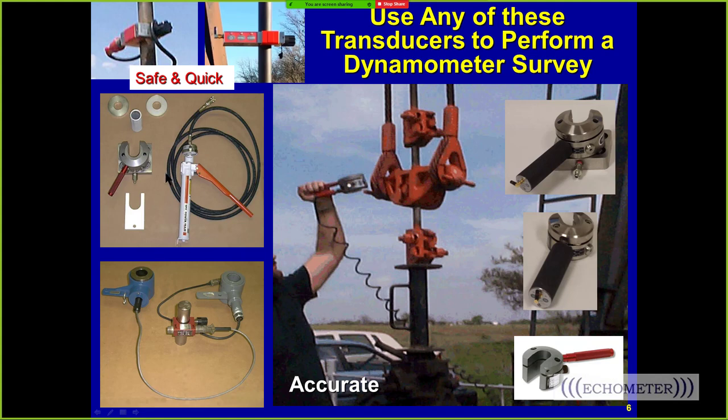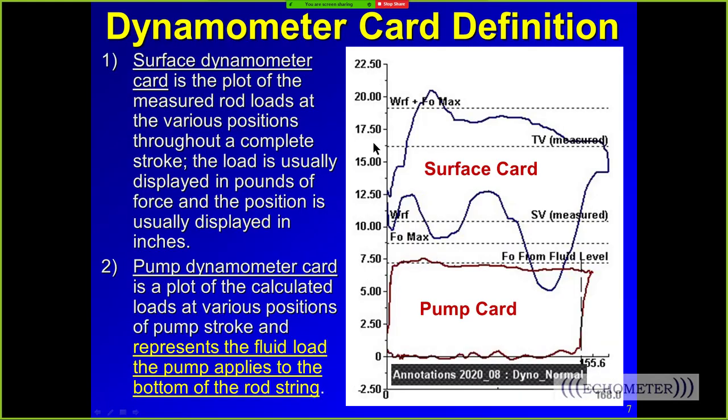So this is how the surface dynamometer load measurements come into our software. This is a plot of the surface dynamometer card. And so this is the load on the upstroke, and then this is the load on the downstroke.